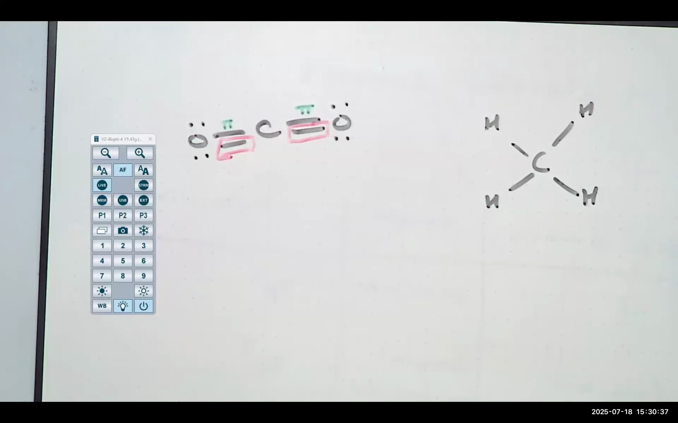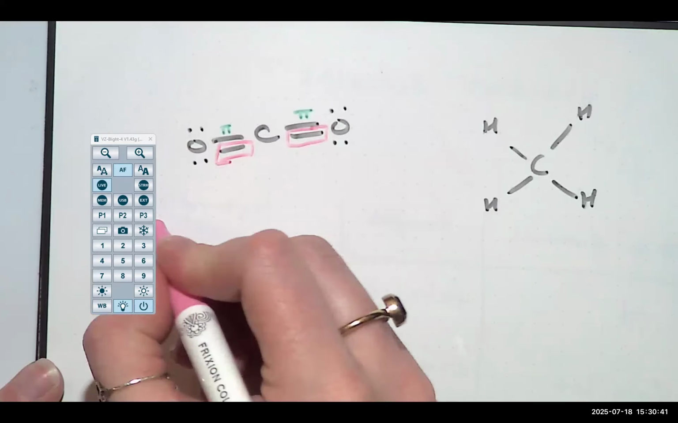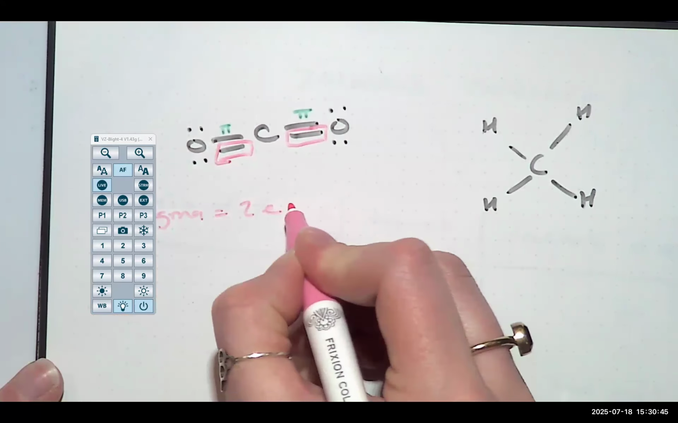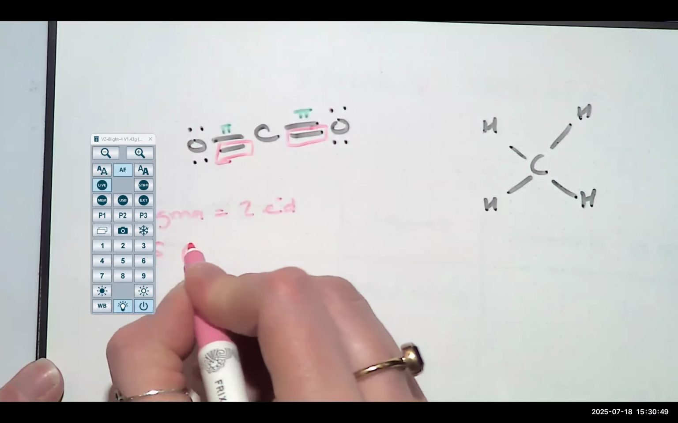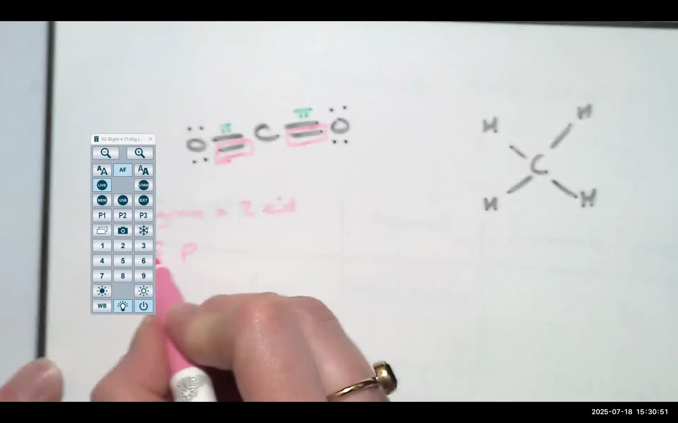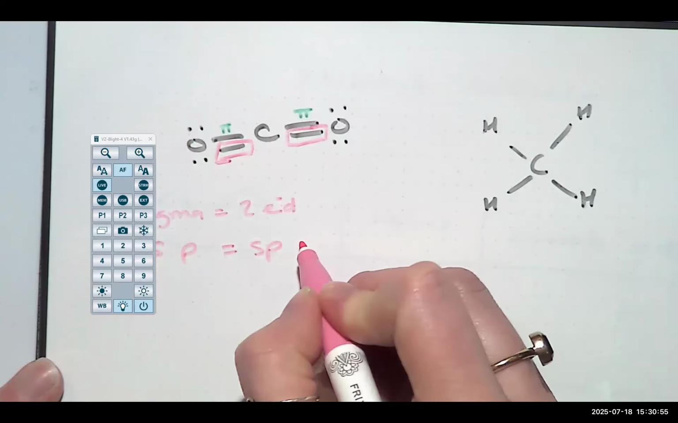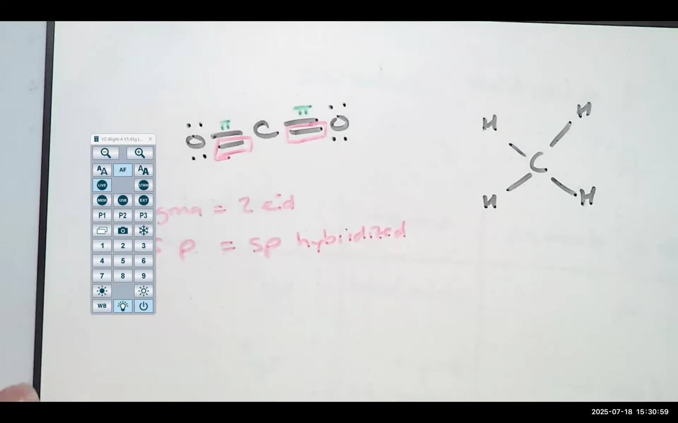So if we only have 2 sigma bonds around this carbon and no lone pairs, 2 sigma bonds is 2 electron domains. And so that means it must need 2 orbitals. We always start with an s and then we take as many p's as we need. So that would be sp hybridized. So that carbon is sp hybridized.